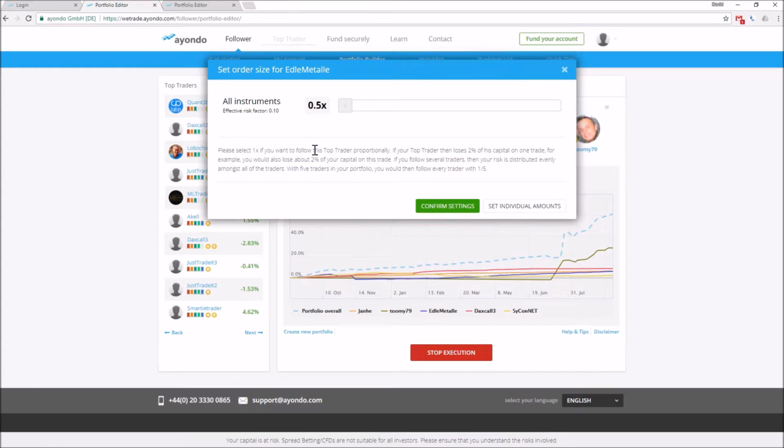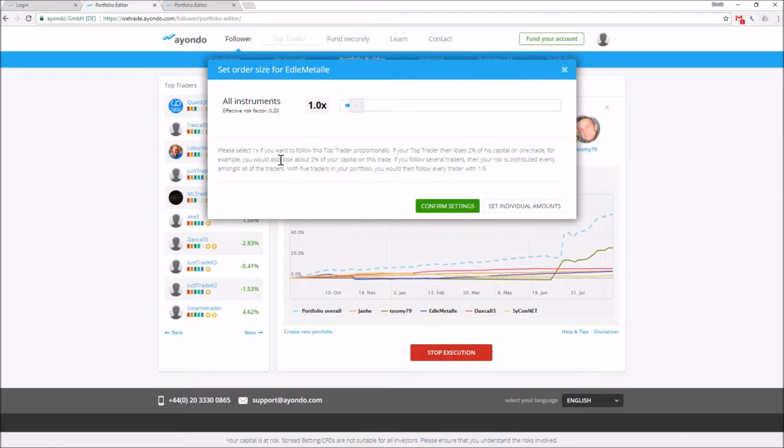Please select 1 times if you want to follow this top trader proportionally. So if your top trader loses 2% of his capital on one trade, you'd also lose about 2% of your capital on this trade. So that would be if we were following them 1-to-1. So 1-to-1, we're mirroring their trades in terms of risk. But that only applies if we're following just one trader in our portfolio.